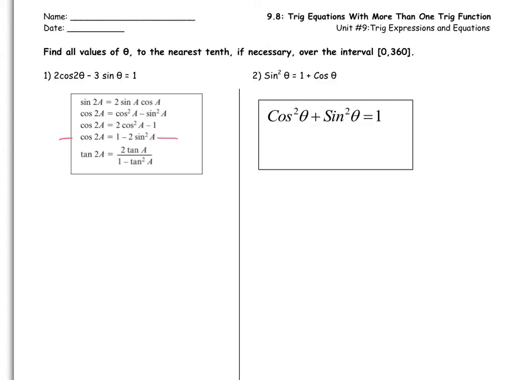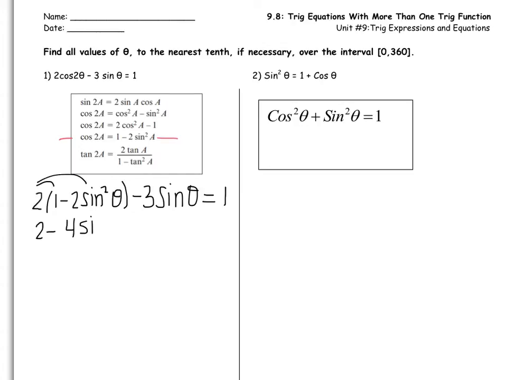So let's plug in what we have. We have 2 times cosine double theta, so cos 2 theta. So we're going to plug this in as 1 minus 2 sine squared theta. I know it says A, but you could definitely use theta. It's a different letter. Totally means the same thing. Minus 3 sine theta equals 1. So let's distribute this out. We would get 2 minus 4 sine squared theta minus 3 sine theta equals 1.